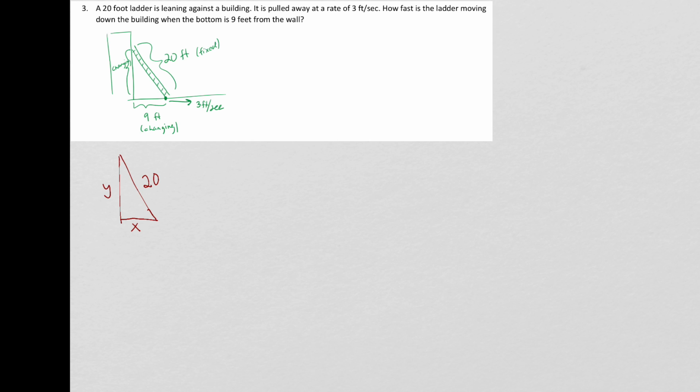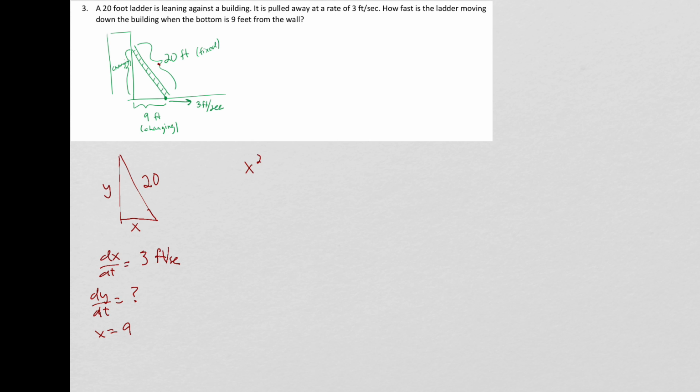All right, so let's look at what else we have. We know dx over dt is 3 feet per second. We want to know dy over dt. We're going to use that x is 9. And I think that's about all we have for our setup. So what are we going to do? We're going to use Pythagorean theorem.